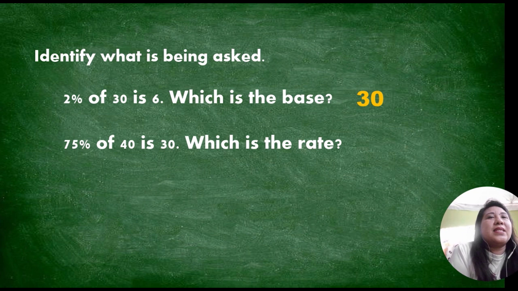Next, 75% of 40 is 30. What is the rate? Again, 75% of 40 is 30. Which is the rate? Can you identify the rate? Let's see if you have a correct guess. So 75% is the rate.